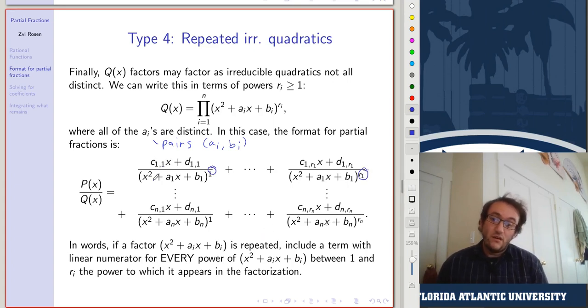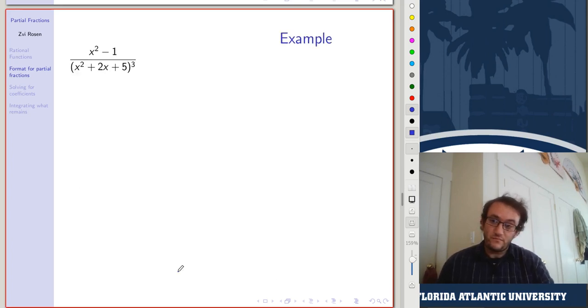Okay, and each term also gets a linear term in the numerator. In words, if a factor x squared plus a_i x plus b_i is repeated, include a term with linear numerator. Again, that's a constant times x plus another constant for every power of x squared plus a_i x plus b_i between 1 and r_i, which is the power to which it appears in the factorization. Let's do an example of that here.